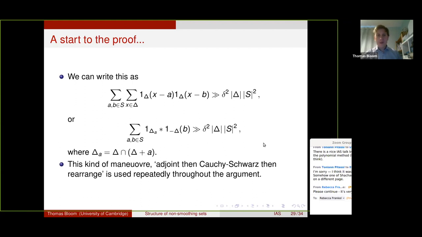And this kind of maneuver that we did, where I apply some sort of trivial lower bound, take the adjoint, then apply Cauchy-Schwarz and then rearrange, we use that a lot in the proof. So that's kind of what I mean by elementary methods. We pigeonhole to find a good level, adjoint, Cauchy-Schwarz, rearrange, and over again.